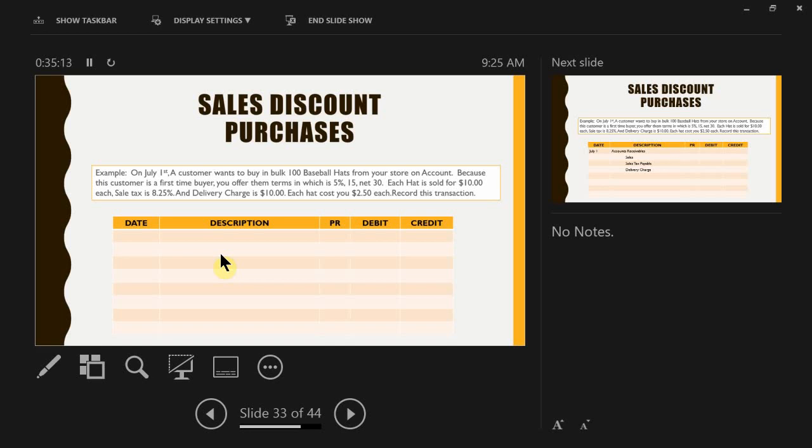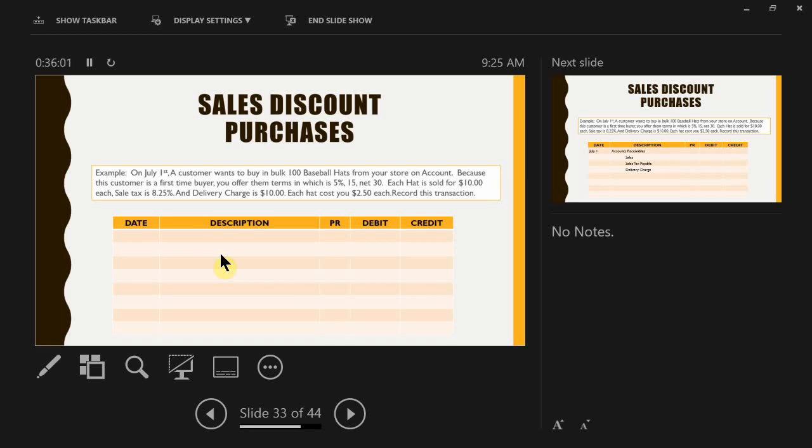So in this case, on July 1st, a customer wants to buy in bulk 100 baseball hats from your store. Of course, they place it on an account. Each hat at original selling price is $10, but it cost you $2.50 each. We gave them terms of 5/15, net 30. We also charge them an additional delivery charge of $10 to ship it out to them. So how should my journal look?